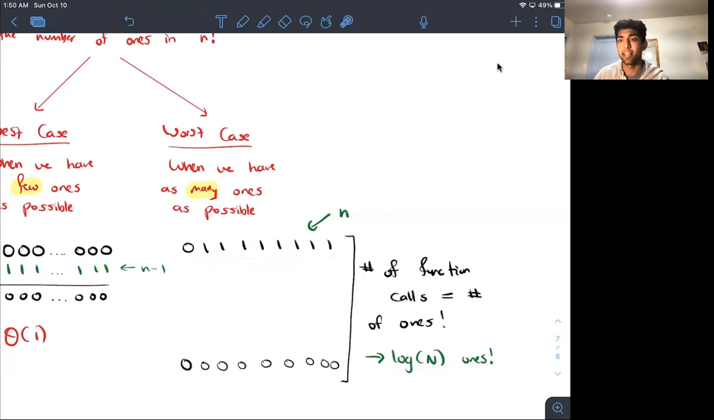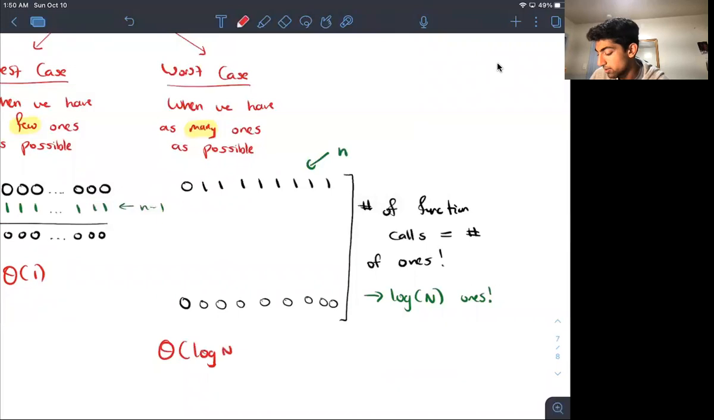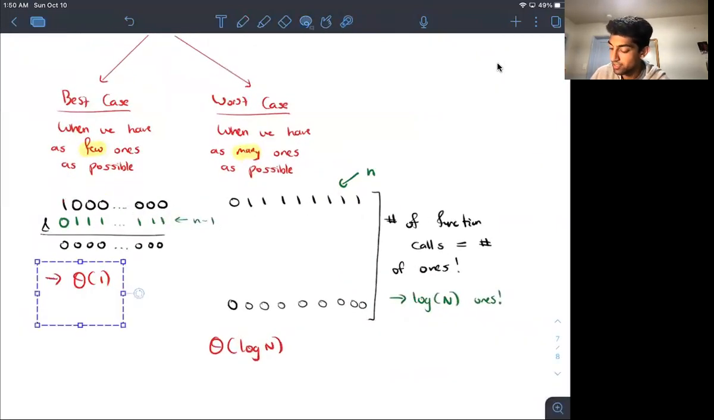Okay, just saying that again. When we have some number n, and I'm encoding n in binary, it takes us log n bits, right? So if all of these log n bits are 1, then the total number of function calls we do is going to be log n, and our final runtime in the worst case is going to be theta of log n. Okay, so that's our final runtime here. It's going to be theta of 1 in the best case and theta of log n in the worst case.